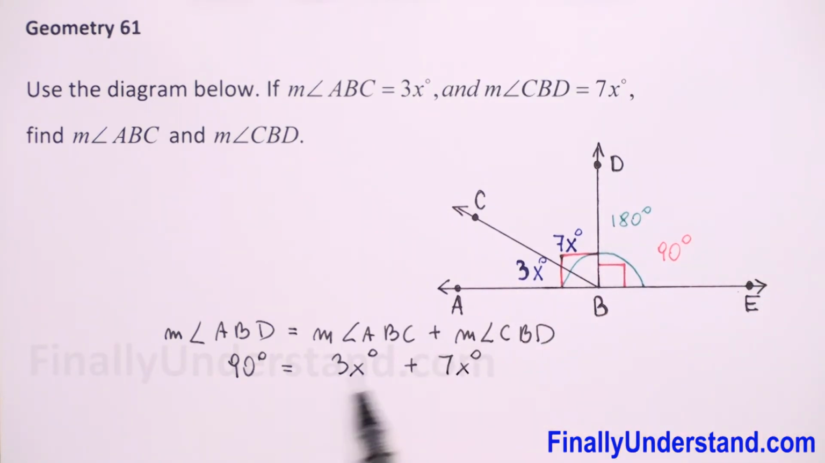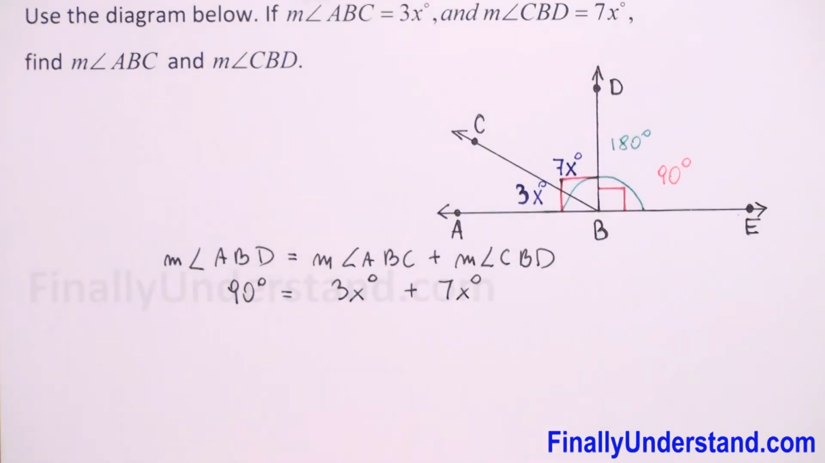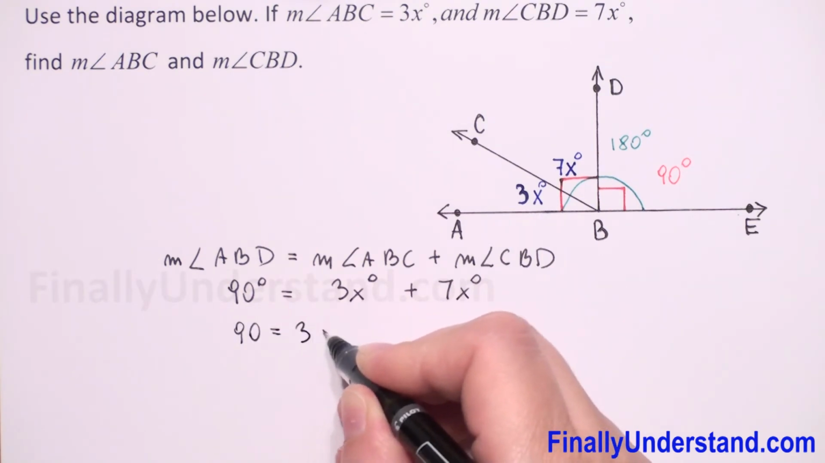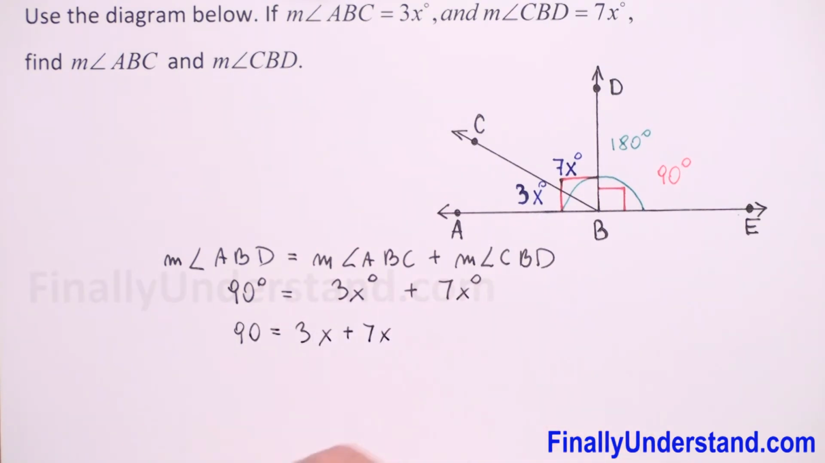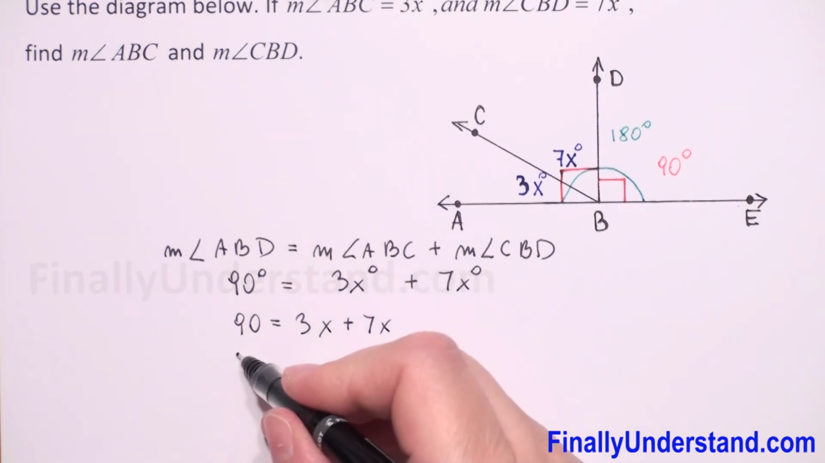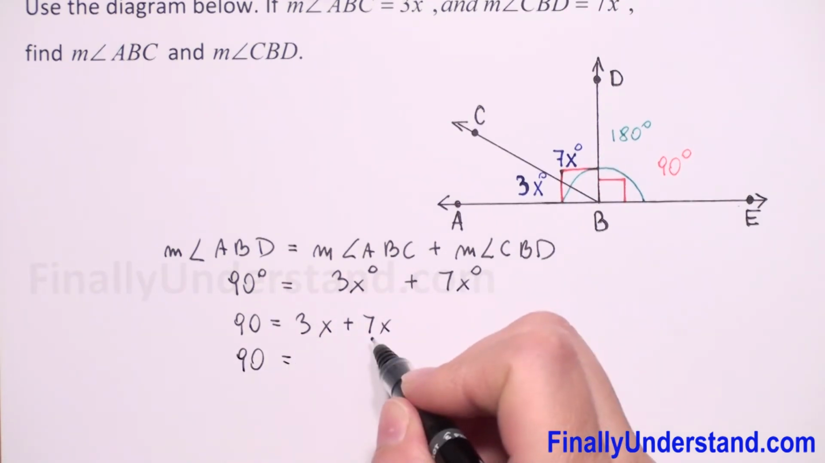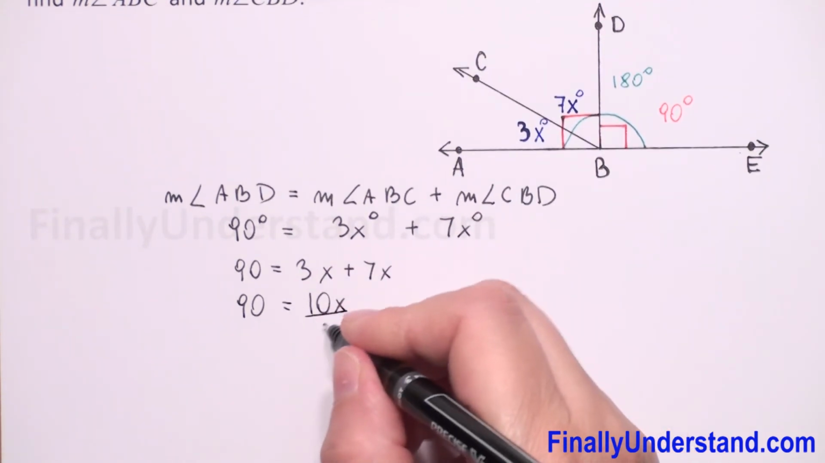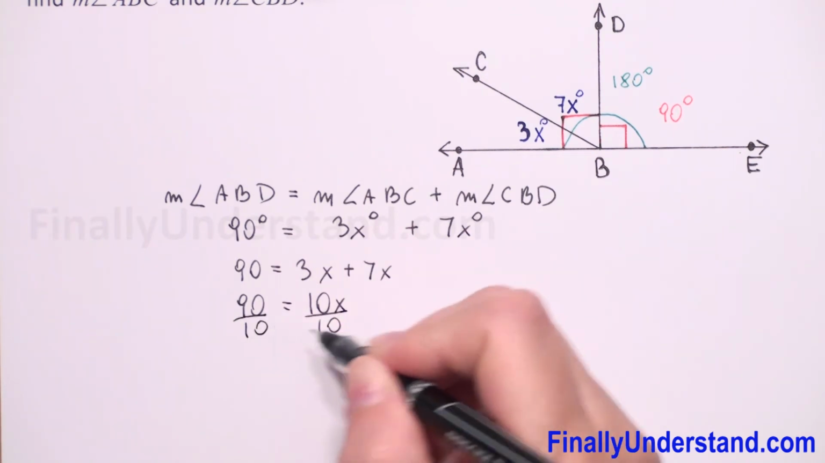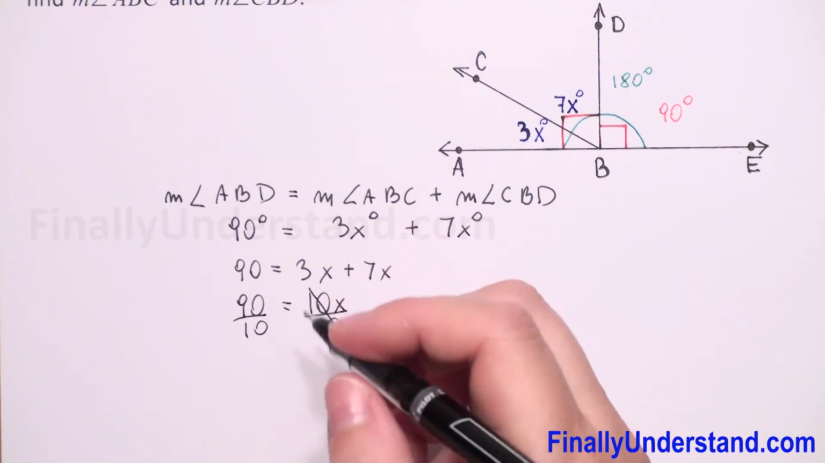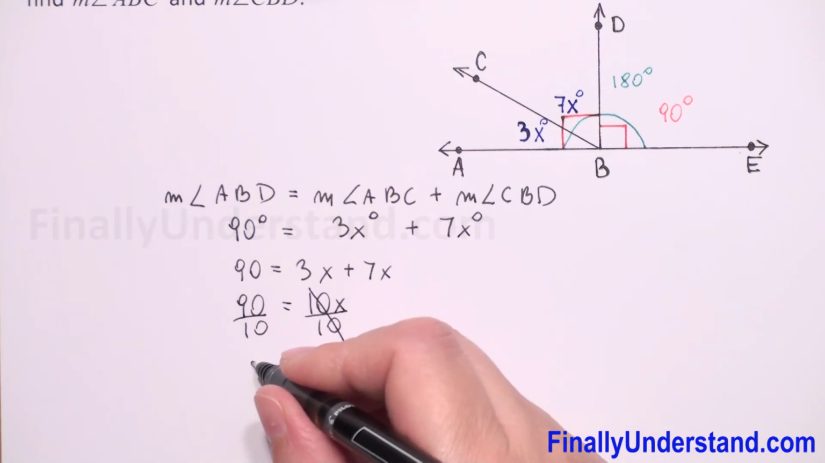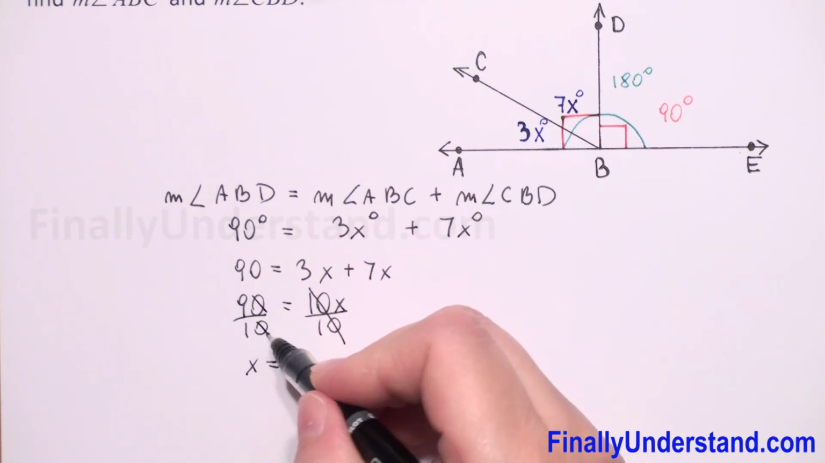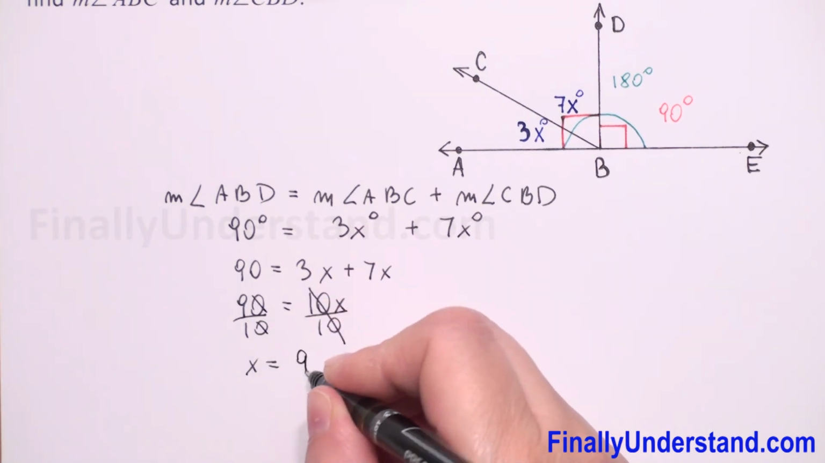Let's forget about degrees first, so let me rewrite the equation one more time. We have 90 is equal to 3x plus 7x. So we have that 90 is equal to 7 plus 3, so this is 10x. Now we will divide both sides by 10. So we have that x, we can change the sides, is equal to 90 divided by 10, so the 0 we can reduce, so we have 9 divided by 1, which is 9.